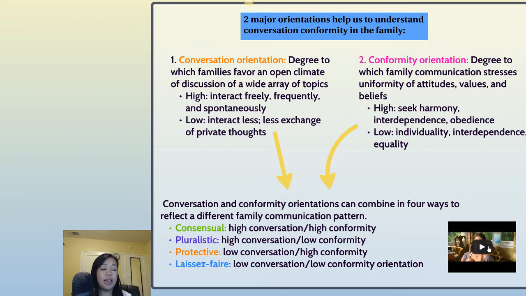It is laissez-faire. So there's low conversation and low conformity. She doesn't want to talk a lot. Her answers are very short and quick. And when she does talk, she challenges him a lot. She cusses. She doesn't respect his authority as a father either. So she's much more laissez-faire.